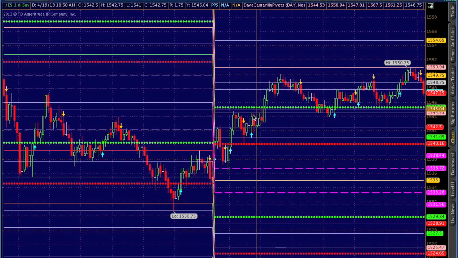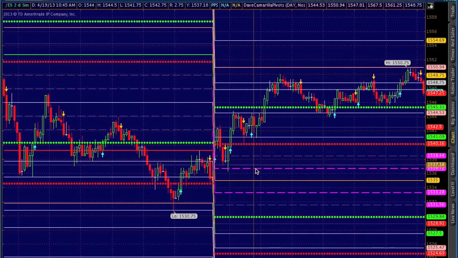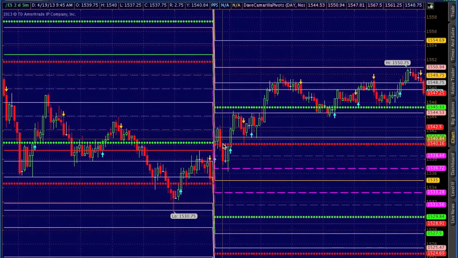We really didn't get that, and that's why I said we should look for confirmation. We never really got confirmation that we were headed back. But I have it as a red line to denote sell. I have this as a green line for what? To denote buy.